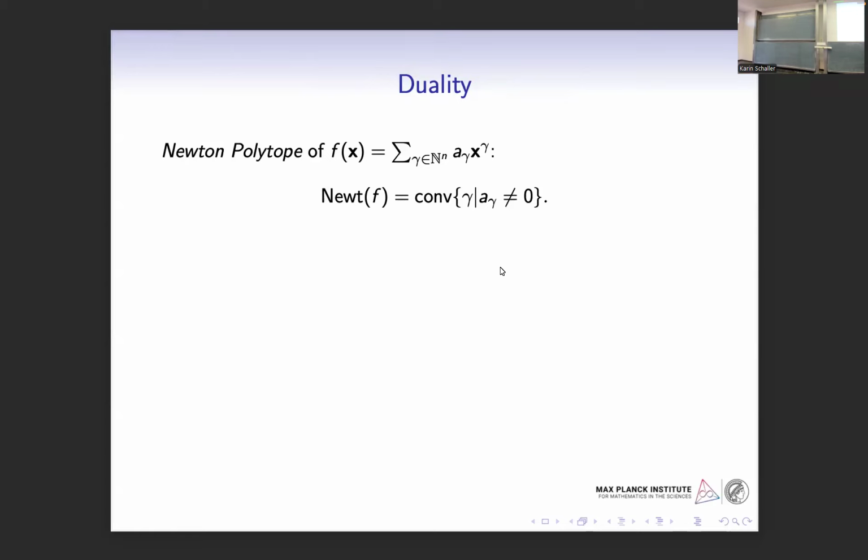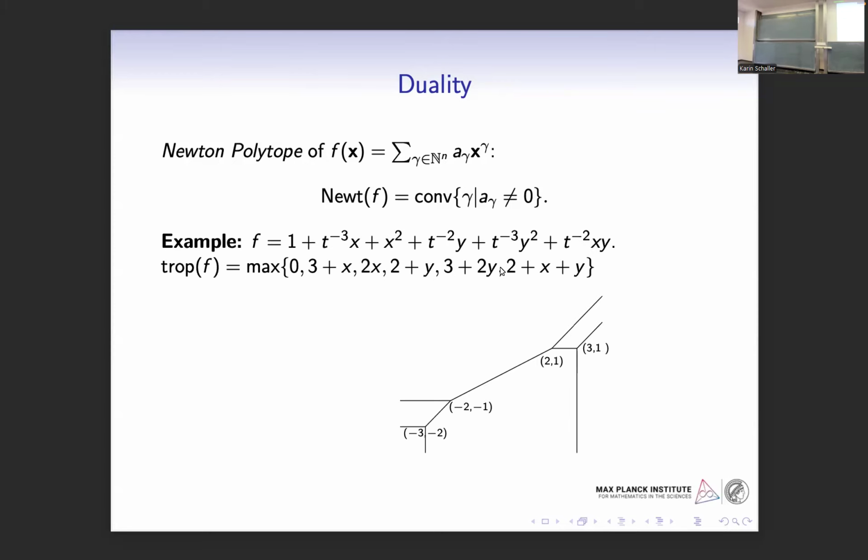We have our polynomial f, and we take the Newton polytope as the convex hull of those points gamma, where gamma is the exponent of x and a_gamma, the coefficient, is non-zero. Let's look at these things with an example.